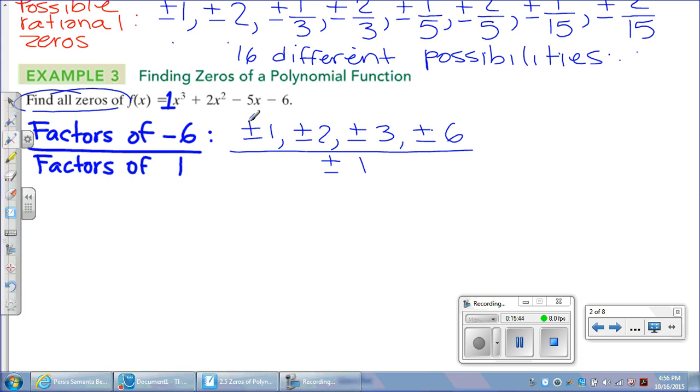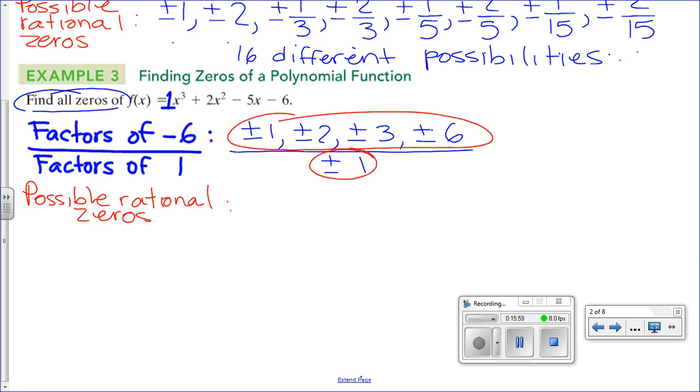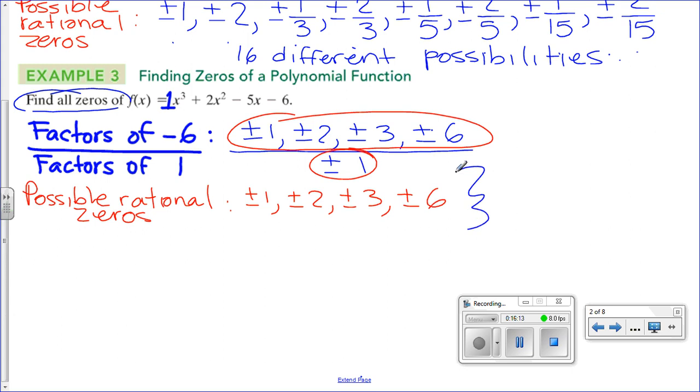So now to list the possible rational zeros, we're going to use those numbers divided by positive and negative 1. So we will have positive and negative 1, 2, 3, and 6. Now, here, how many combinations do we have? Or possibilities, I should say. Remember, we have positive 1, -1, positive 2, -2, positive 3, -3, positive 6, and -6. So we have 8 different possibilities.